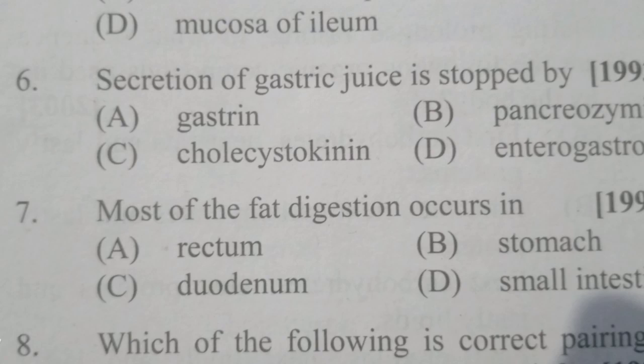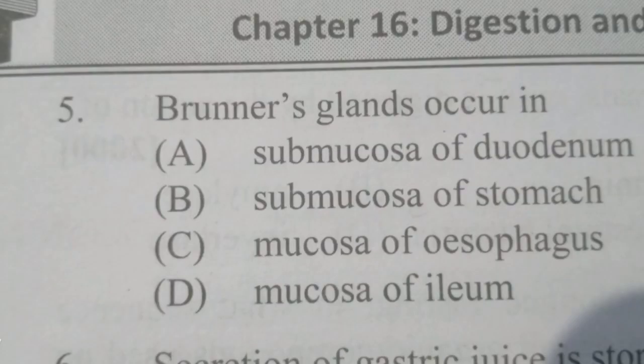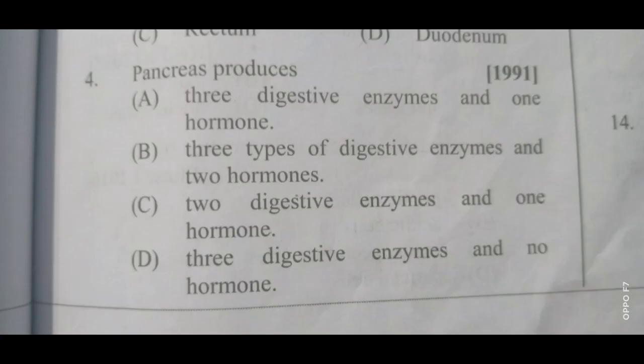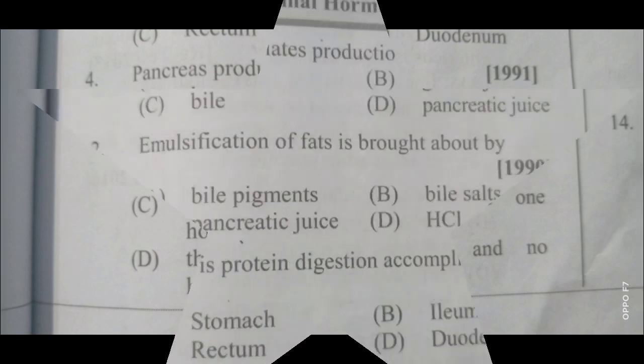Next one is, most of the fat digestion occurs in, we know our correct answer is small intestine. Fat digestion occurs mostly in small intestine. Our next question is, Brunner's glands occur in, as we know the answer, submucosa of duodenum. Correct answer is A. Okay, our next question is, pancreas produces, for this you know the answer, 3 types of digestive enzymes and 2 hormones. This one is correct. The correct answer is B.